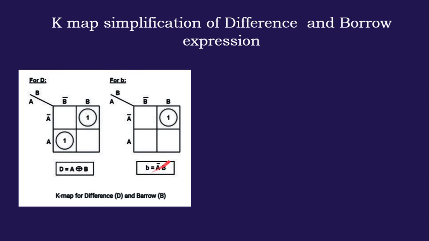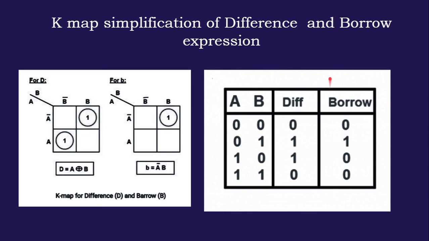Let us see how to draw the Karnaugh map for the given truth table of the half subtractor. The truth table is drawn here, and there are two outputs, difference and borrow. Likewise, we have to draw two different K maps, one for difference and another for borrow. This is the Karnaugh map for difference D, and this is the Karnaugh map for the borrow. There are two variables A and B, so there are 2 power 2 combinations, which is 4: 0, 1, 2 and 3. Now we have to fill the Karnaugh map.